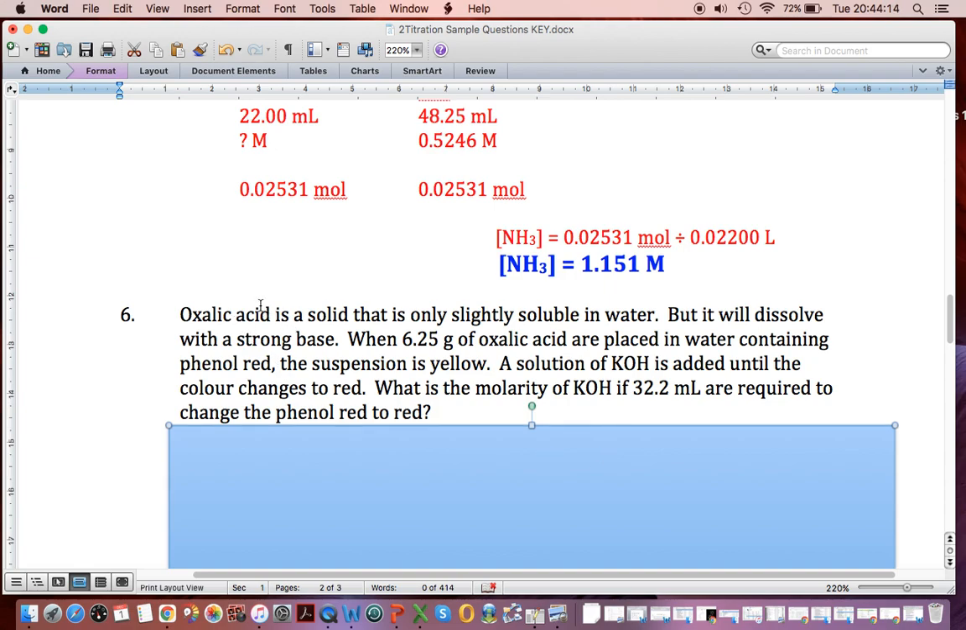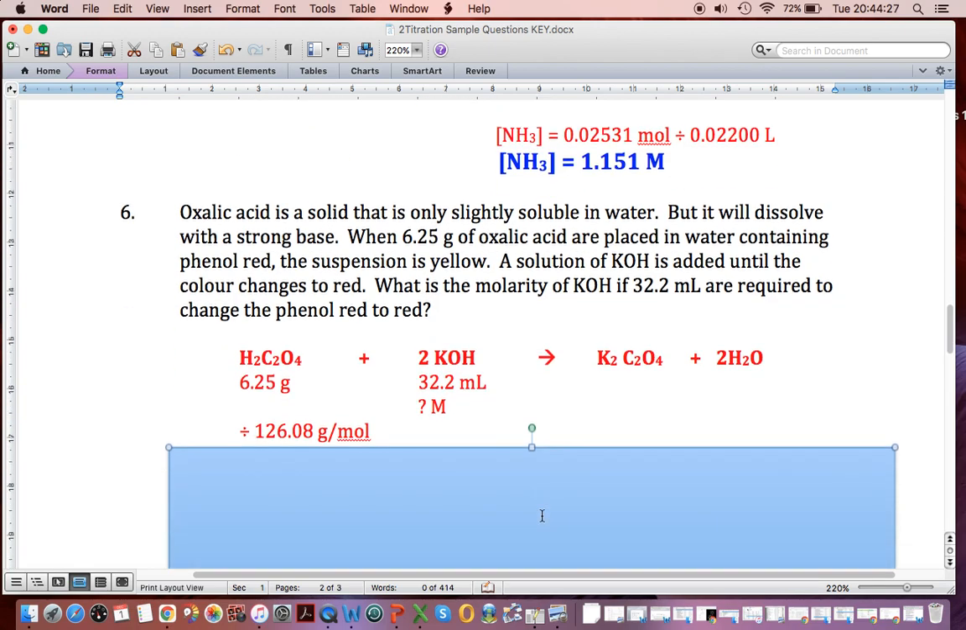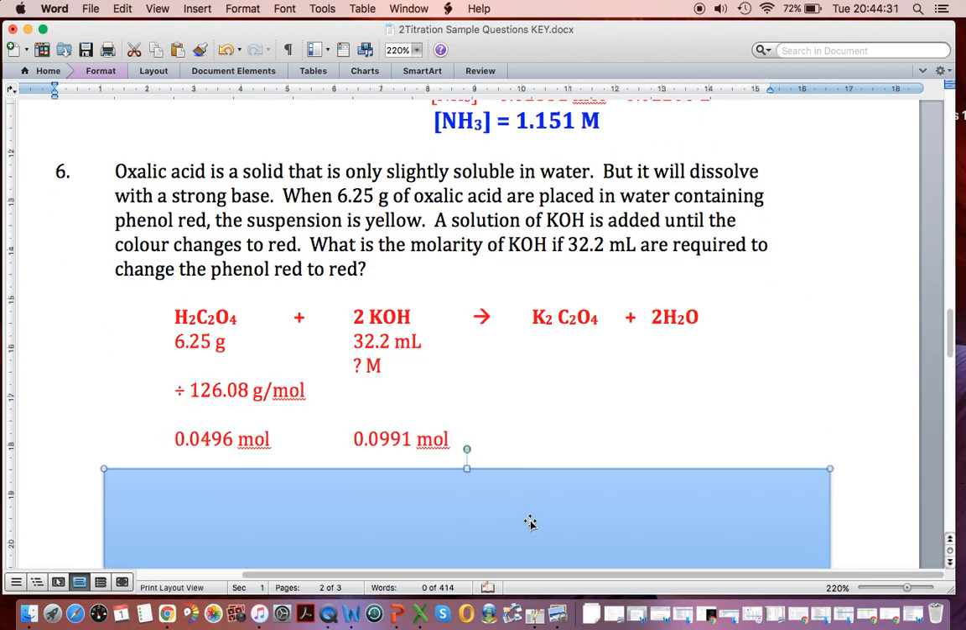And oxalic acid is a dihydrate. It has 2 water molecules in it. So we need our equation. And our equation is, there's our oxalic acid, there's our KOH. And you might say, well, where does this molar mass come from? It's so big. Well, what it is, I've taken the H2C2O4, and then I've added the molar mass of 2 water molecules, and this is a number you'll run into quite regularly.